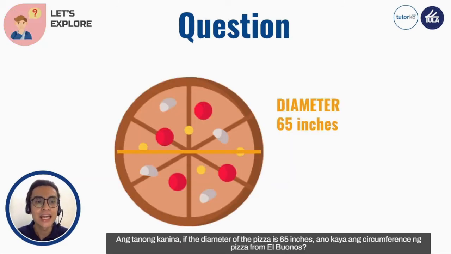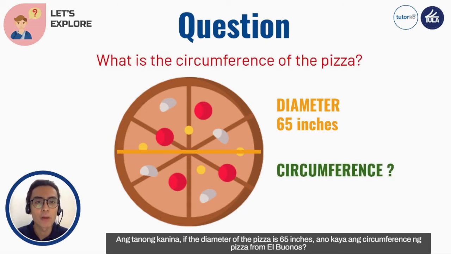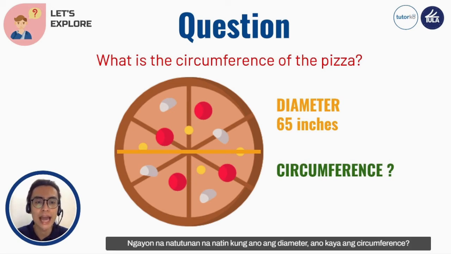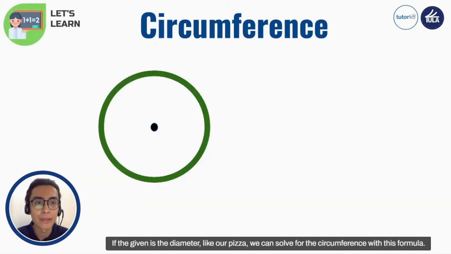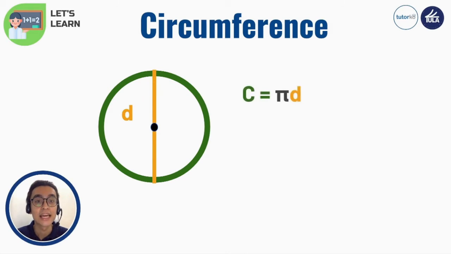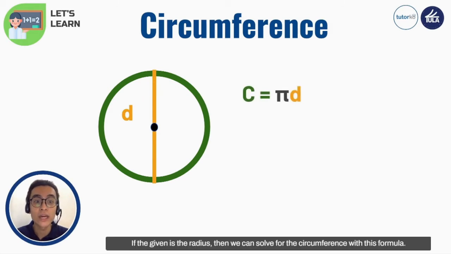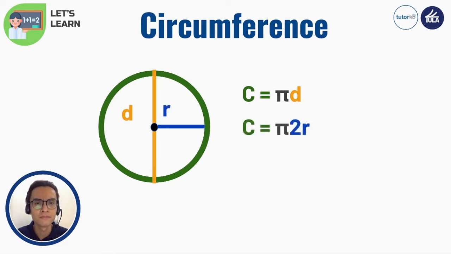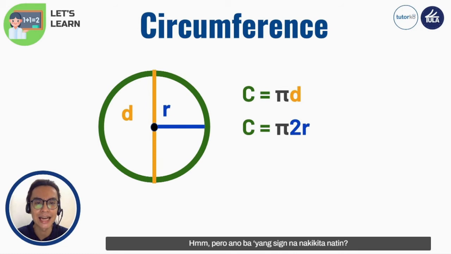Ang tanong kanina, if the diameter of the pizza is 65 inches, ano kaya ang circumference ng pizza from El Buonos? Ngayon na natutunan na natin kung ano ang diameter, ano kaya ang circumference? If the given is the diameter, like our pizza, we can solve for the circumference with this formula. If the given is the radius, then we can solve for the circumference with this formula. Pero ano nga ba yung sign na nakikita natin? That is called pi.